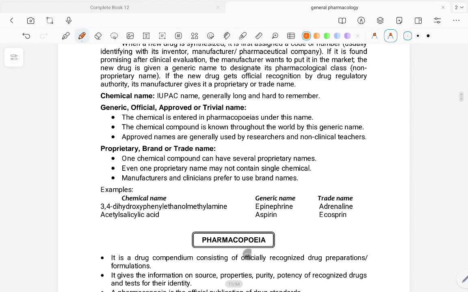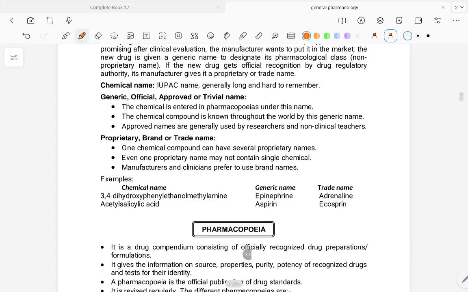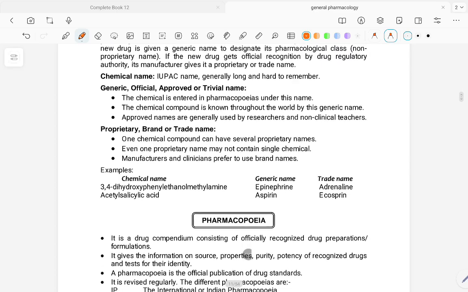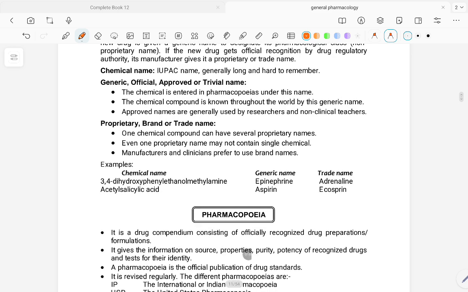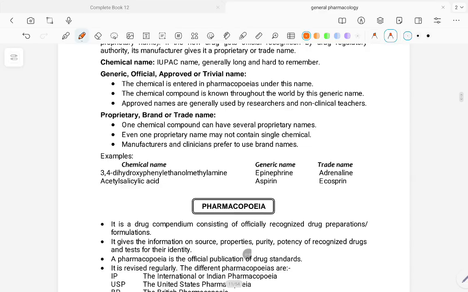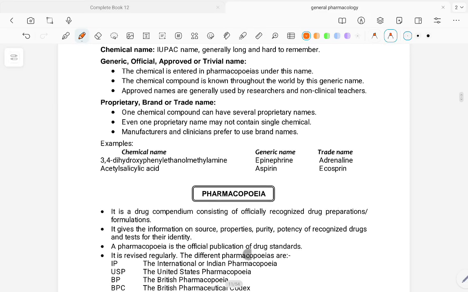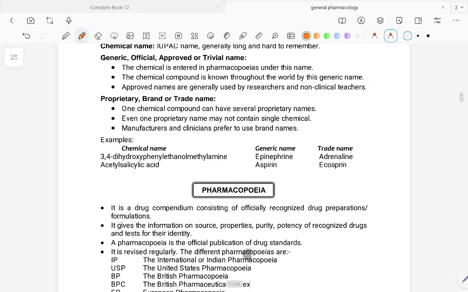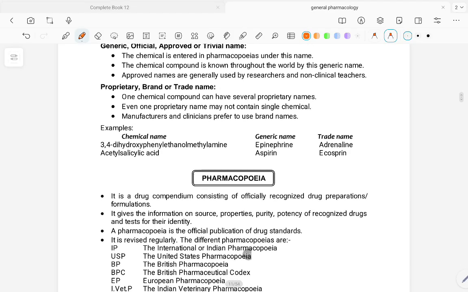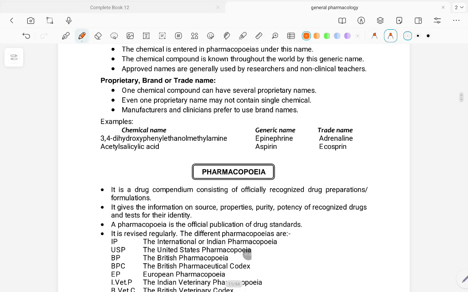Chemical name, the IUPAC name, is generally long and hard to remember. Generic name: the official approved word or trivial name. The chemical is entered in pharmacopoeias under this name. The chemical compound is known throughout the world by this generic name. Approved names are generally used by researchers and non-clinical teachers.